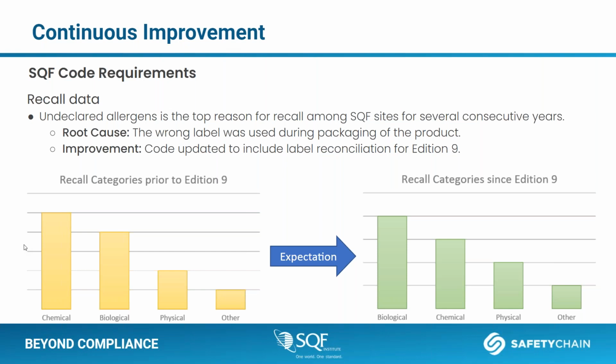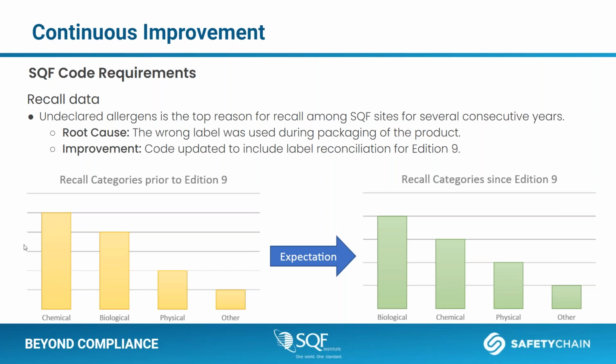But then once those recall categories were analyzed after Edition 9, we saw that the biological, the physical, the other, those pretty well stayed the same, but chemical is no longer our number one recall category. It is now number two. And so I believe we did make an impact by putting in that label reconciliation requirement and really strengthening the changeover process as a part of Edition 9 code. So that's how we use data to drive improvements and changes to our code.